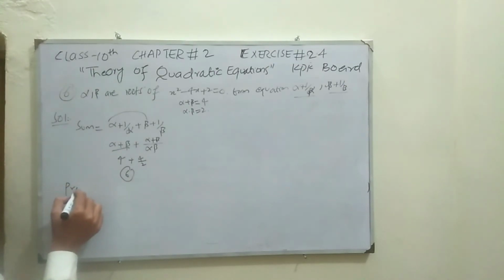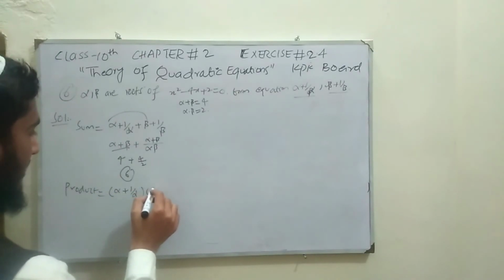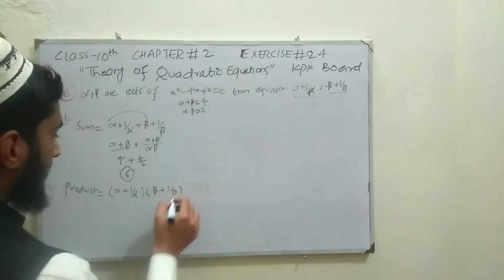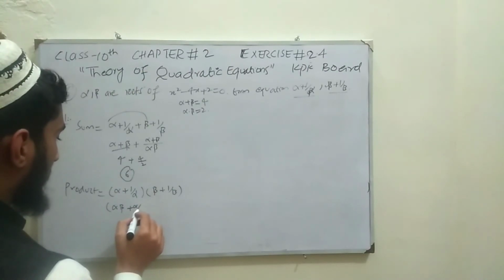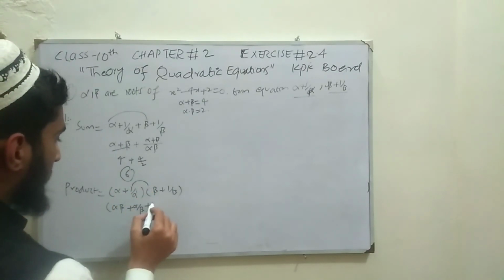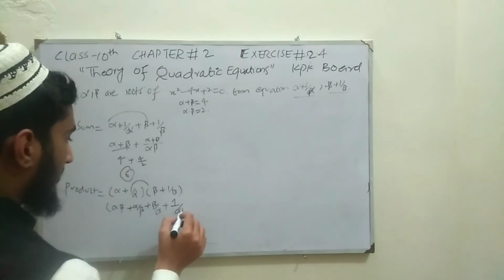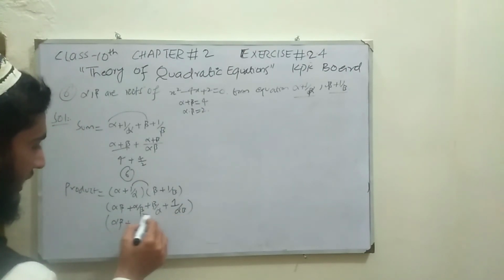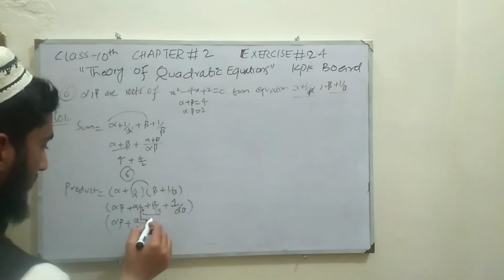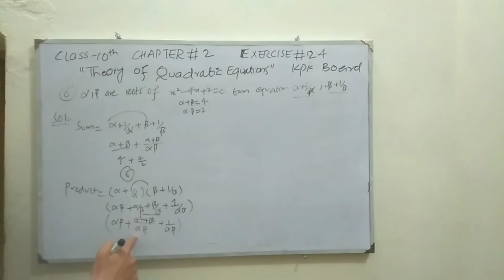So product of roots will be, product is equal to alpha plus 1 over alpha multiply beta plus 1 over beta. Multiply alpha with beta gives us alpha beta. Multiply the same alpha with 1 over beta, it gives us alpha over beta. Multiply 1 over alpha with beta gives us beta over alpha. And multiply 1 over alpha with 1 over beta gives us 1 over alpha beta. Alpha beta plus, taking LCM alpha beta, so we are left with alpha square plus beta square plus 1 over alpha beta.